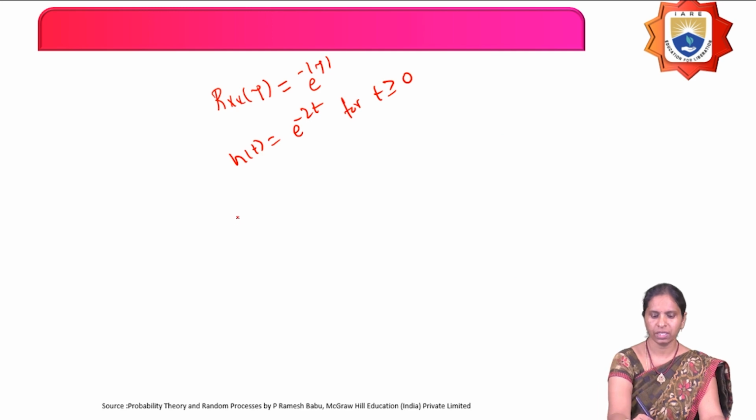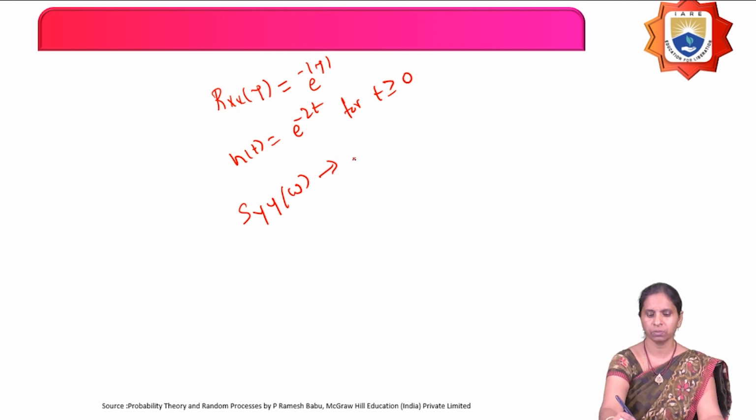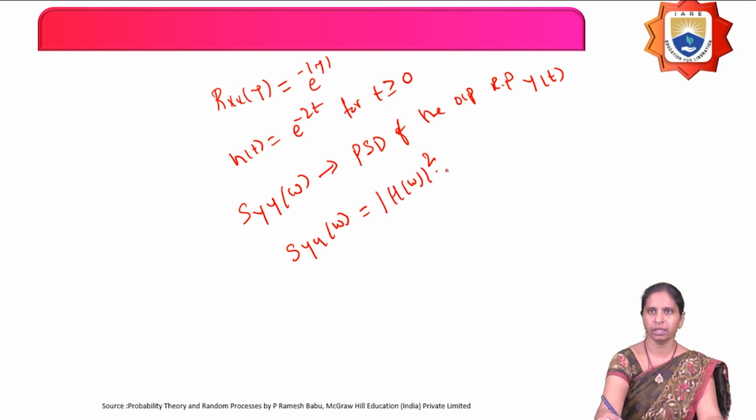What is the power spectral density of the output random process? It is Sy of omega. This is nothing but the power spectral density of the output random process y of t. Now, if you know the power spectral density of the input, then how do you calculate the power spectral density of the output? Sy of omega equals mod of H of omega squared into Sxx of omega.